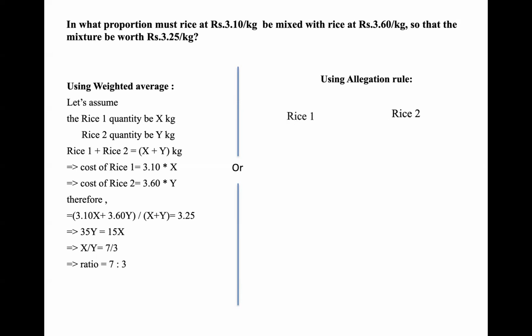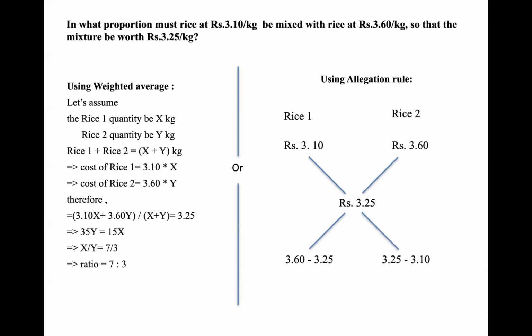So rice 1, rice 2. Rice 1 price is 3 rupees 10 paise and rice 2 is 3 rupees 60 paise, and the mean price, the mixture price, is 3 rupees 25 paise. If you take the difference, 3 rupees 60 paise minus 3 rupees 25 paise, and on the right side, 3 rupees 25 paise minus 3 rupees 10 paise. So 35 is to 15. If you simplify that, you'll get 7 is to 3. So if you take 7 parts of rice 1, you take 3 parts of rice 2.